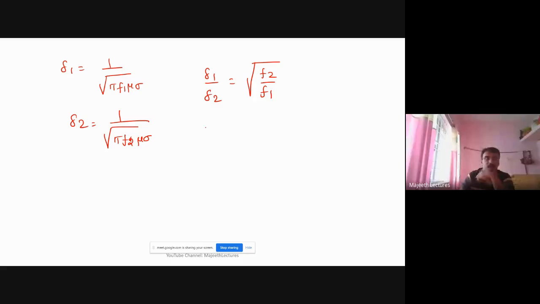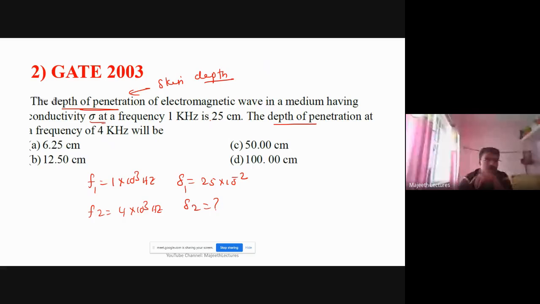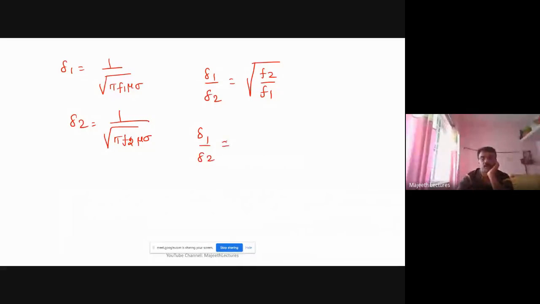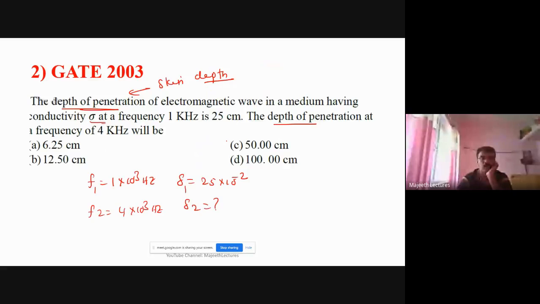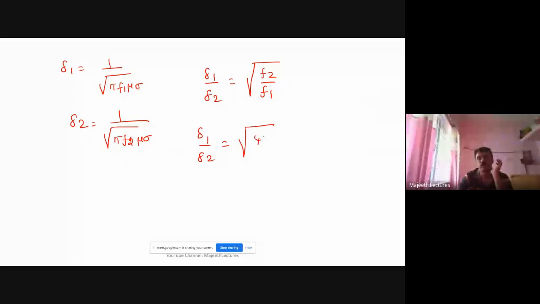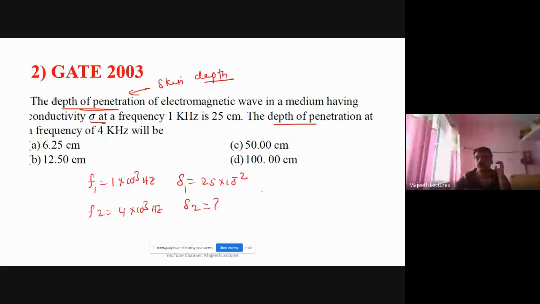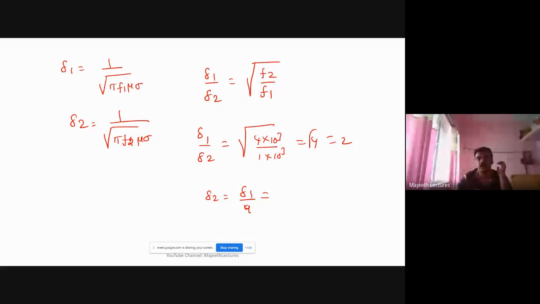So what I want is del 2, right? So you see del 1 by del 2 is equal to root of f2 by f1, 4 kilohertz by 1 kilohertz. This is 4 into 10 power 3 by 1 into 10 power 3, that is 4. Del 2 is equal to del 1 by root 4, that is equal to 2. So del 2 is equal to del 1 by 2. Del 1 is 25 centimeter.